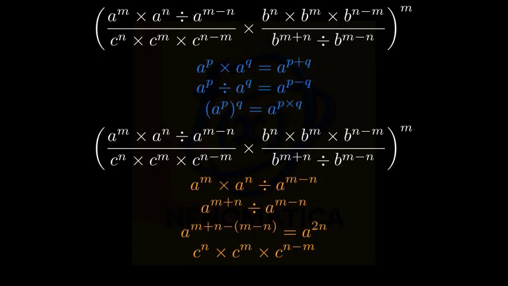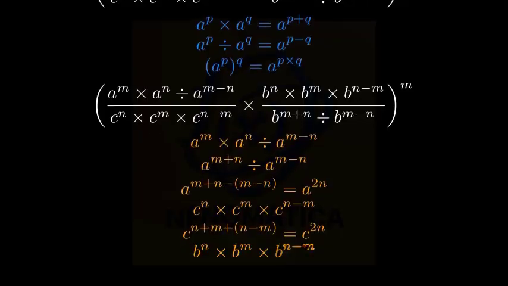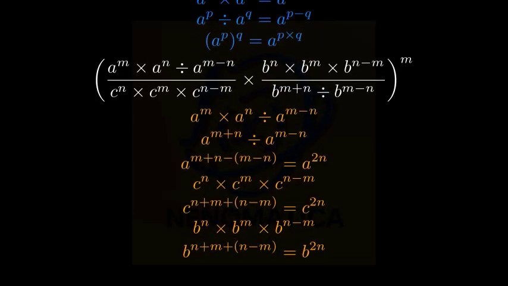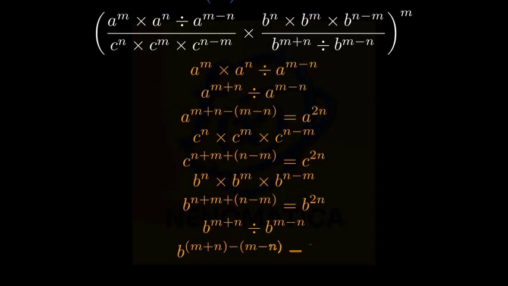In the first denominator, we have c to the n times c to the m times c to the n minus m. Combining these, we get c to the n plus n minus m, which simplifies to c to the 2n. In the second numerator, we have b to the n times b to the m times b to the n minus m. This gives us b to the n plus n minus m, which also simplifies to b to the 2n. Finally, in the second denominator, we have b to the m plus n divided by b to the m minus n. This gives us b to the m plus n minus quantity m minus n, which simplifies to b to the 2n.